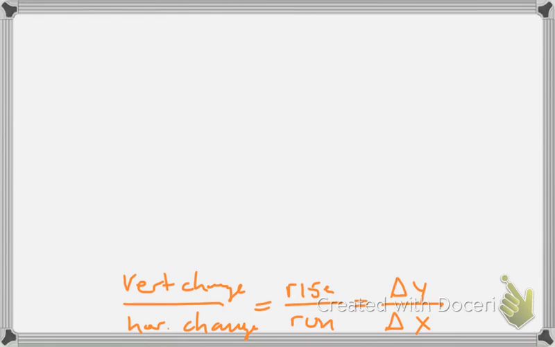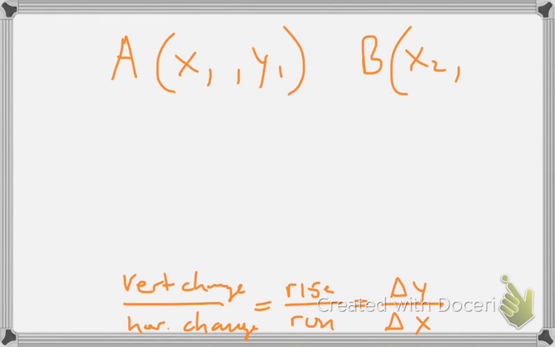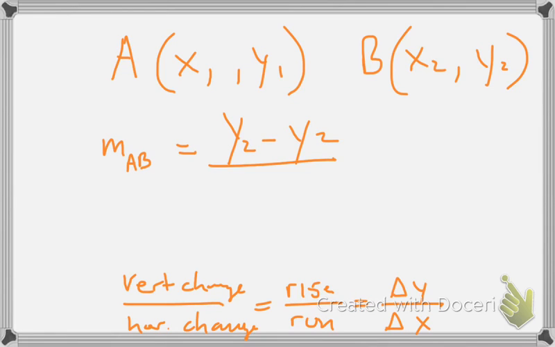If we have 2 points, okay, let's just call it A. Point A is just some random point, x1, y1. And point B is x2, y2. The slope of line segment AB is equal to the change in the y coordinates over the change in the x coordinates. Okay?